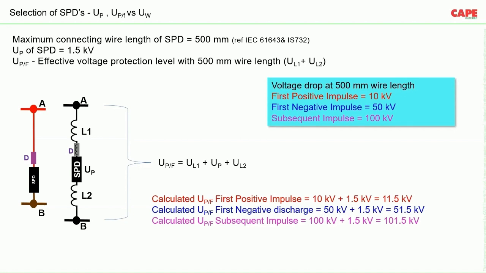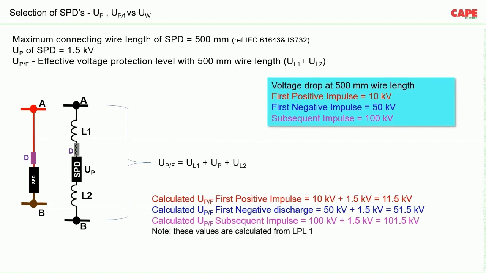So for the first positive impulse, the calculated UPF, the actual voltage protection level of the SPD, is 11.5 kV. For the first negative impulse or discharge, it is around 51.5 kV. And for subsequent impulses, it is around 101.5 kV. So is our system actually protected by this? And now, what is the solution? We are going to talk about that particular thing in this webinar.